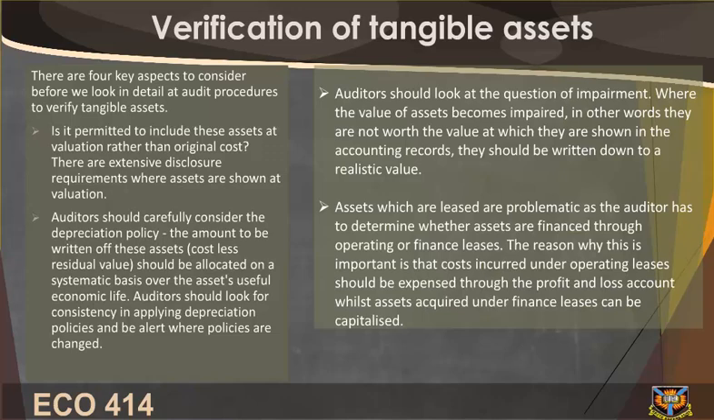Assets which are leased are problematic as the auditor has to determine whether assets are financed through operating or finance leases. The reason why this is important is that costs incurred under operating leases should be expensed through the profit and loss account, while assets acquired under finance leases can be capitalized.